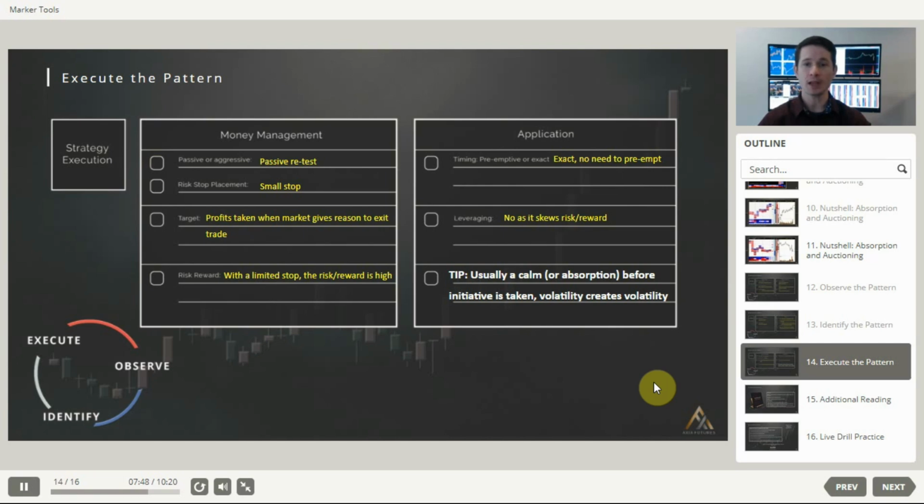Equally, in terms of targets and reward, remember as a rule of thumb, the more a market moves in the direction of your favor, and you're going further and further on side, the more you potentially have to lose.